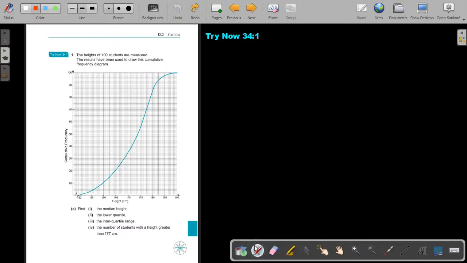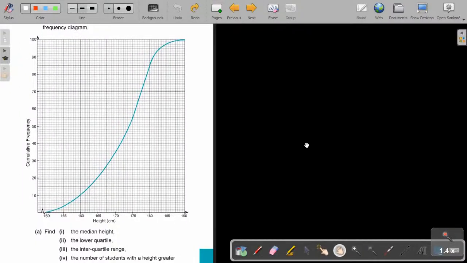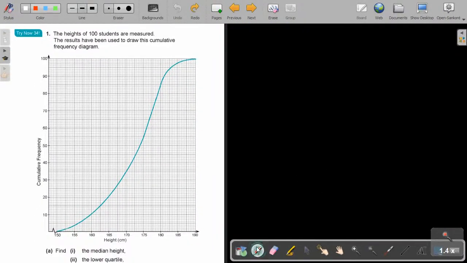Okay, let's start. The heights of 100 students are measured. The results have been used to draw this cumulative frequency graph. Now find the median height. Let's make it a bit bigger. If I want to find the median, I'm just going to control this. Okay, 34, number 1A. The median, I just have to read it down from my graph.